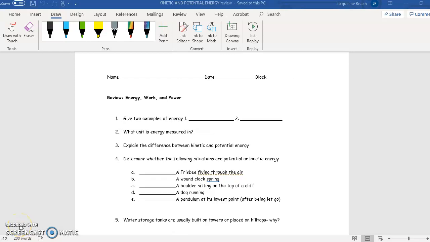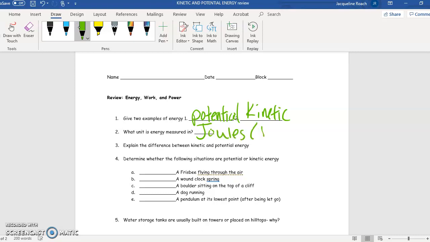Students, this is the key for the worksheet you had to do yesterday, so we're going to do it together. Let's start with number 1. Give 2 examples of energy. From our notes we learned that our main types of energy are potential energy and kinetic energy. What unit is energy measured in? Energy is measured in joules, right? And we abbreviate that with just a J.